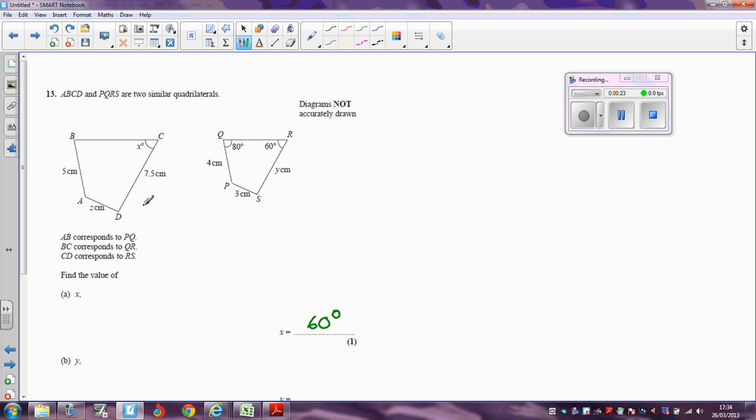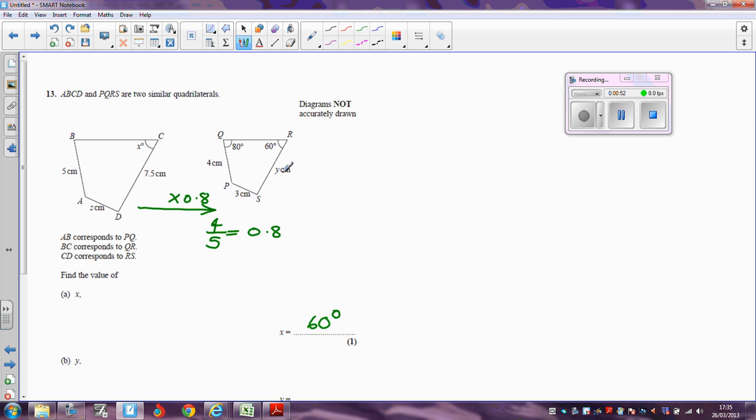Now, there's a couple of different ways that we can do this question. We can either use scale factors, or we can use the fact that corresponding sides are in the same ratio. Now, the scale factor that takes us from this shape to this shape is the length on the new shape, which is 4, divided by the length in the old shape, which is 5. In other words, 0.8.